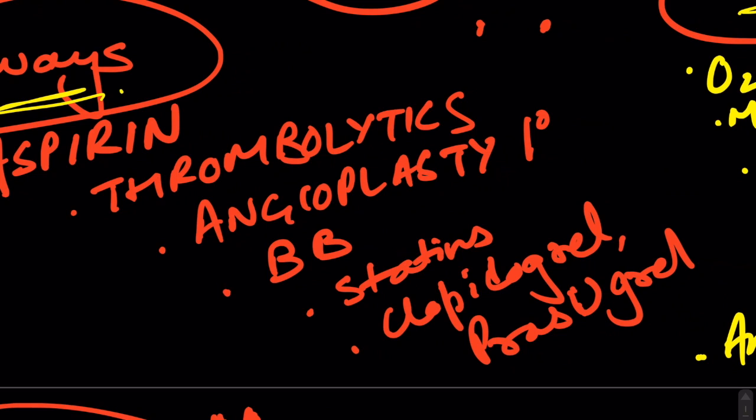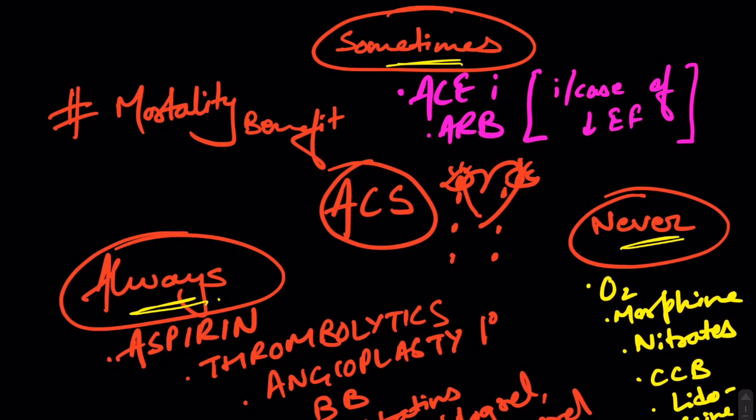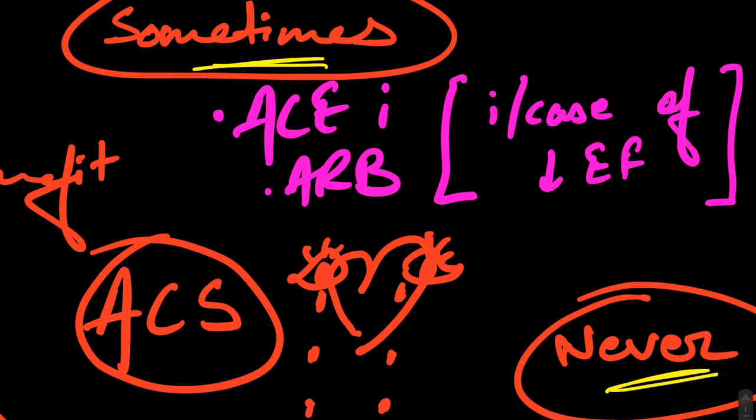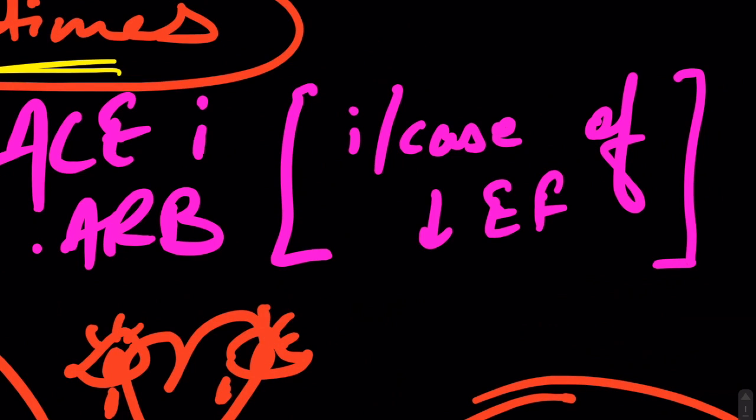Now drugs that sometimes lower mortality are ACE inhibitors and your ARBs. What are the cases in which they lower mortality? In case when you have a lower ejection fraction, which would be when the infarct is on the left side and causes a systolic dysfunction, okay?